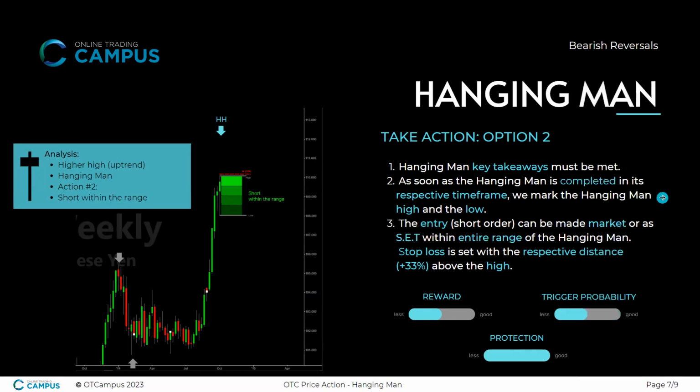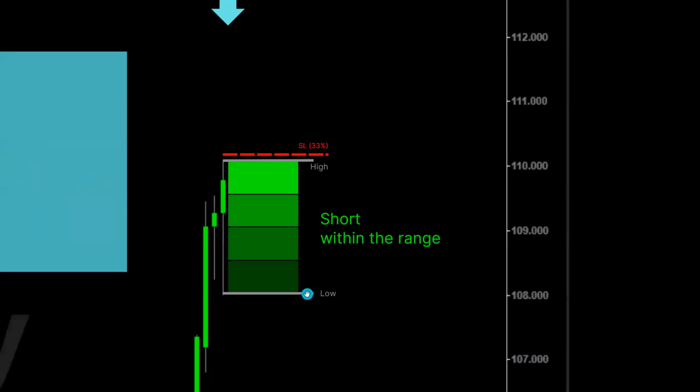Let's go into option number 2. Option number 2 is short within the range. Number 1 and number 2 are always the same. The hanging man key takeaways must be met. It is the same sample as option number 1, and it will also be the same sample as option number 3. Point 2: as soon as the hanging man is completed in its respective time frame, we mark the hanging man high and the low.